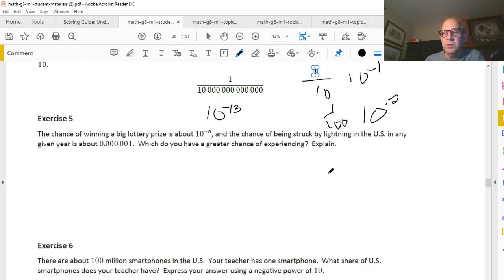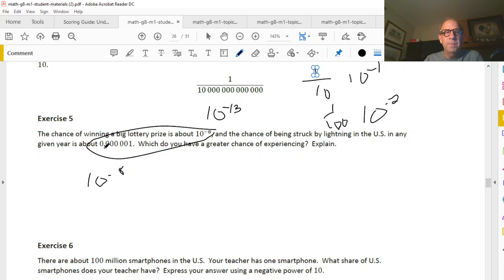Now this next one is going to blow your mind. It blows everybody's mind. Your chances of winning the lottery are 10 to the negative 8. The chance of being struck by lightning in a given year is 0.000001. So we want to compare these numbers. And the best way to compare these numbers is to put them in the same form. So I've got 10 to the negative 8.